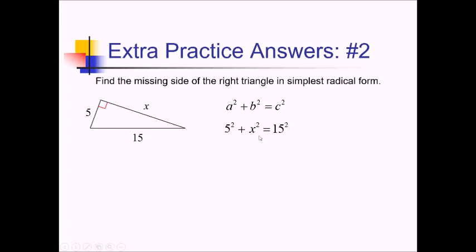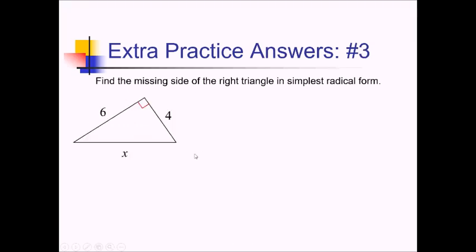And I need to get x by itself by subtracting 5 squared over to the other side. 15 squared is 225, so we're subtracting 25 from that. So that means x squared must equal 200. And now I can square root both sides to find that missing side. But I need to put this in simplest radical form, and 200 is not a perfect square. But I can split it up into a perfect square. So I could split this into 100 times 2, so square root of 100 times 2 then, if I take the square root of both sides. And then that simplifies to 10 radical 2.